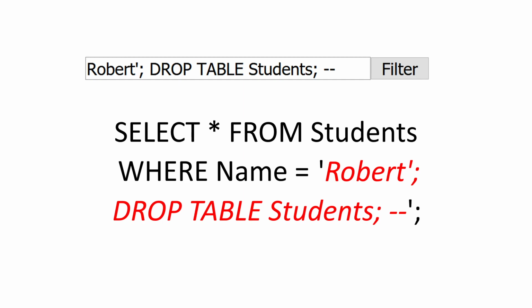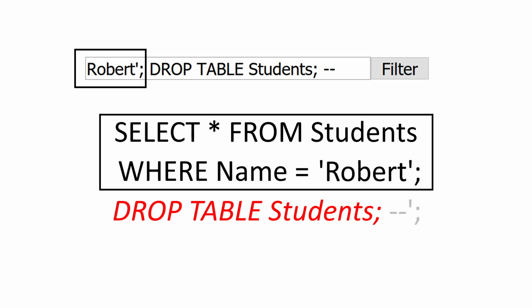What happens is it gets parsed by MySQL as three different statements. The first statement is select star from students where name equals quote Robert. The second one in red is drop table students, and then the third one is just a series of 4 characters that will get ignored. So how does this work? The first part closes out our first SQL statement. Notice how, because they put in Robert quote semicolon, the select star from students where name equals quote and then Robert quote semicolon completes a full statement.